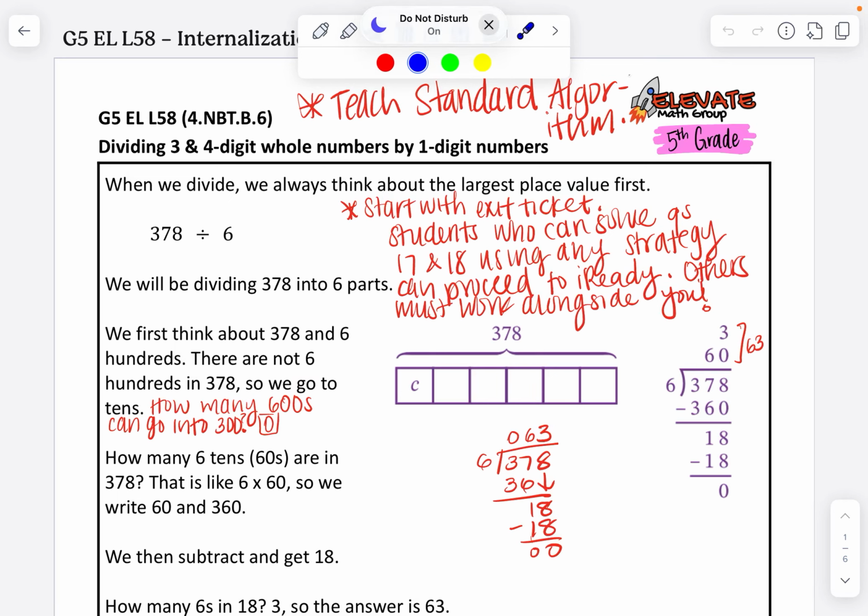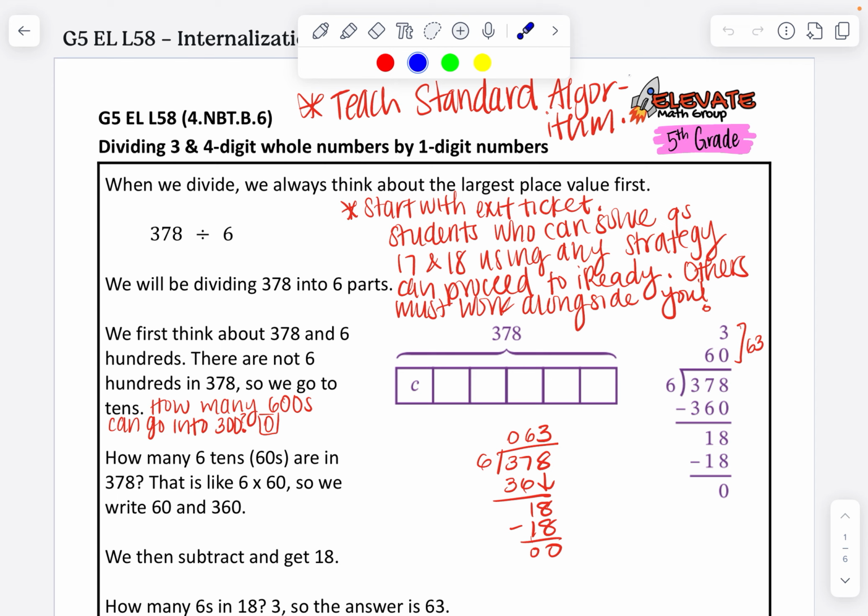Hi everyone, this is 5th grade Elevate lesson 58, dividing 3 and 4 digit whole numbers by 1-digit divisors. This is a skill that students have worked on in previous lessons, so students should have some familiarity in how to use the standard algorithm when dividing. So I don't want us to spend so much time modeling this lesson. I want us to assess what students already know and teach to that.